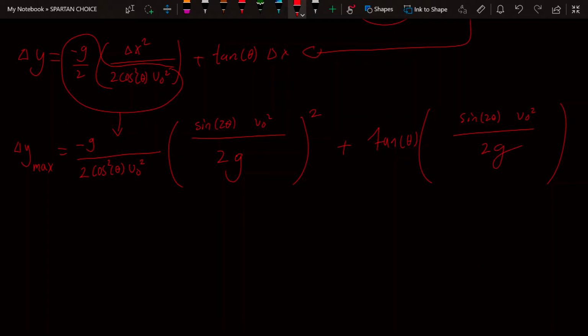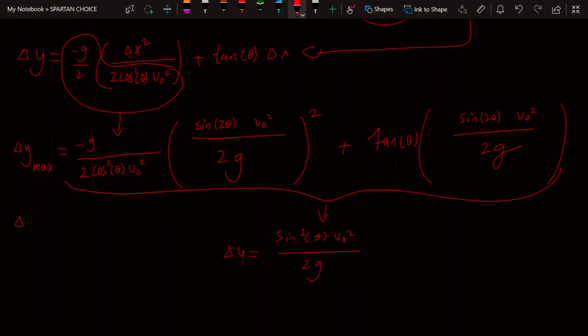Now, before I continue any further, heads up, this whole thing will simplify to sine squared theta v0 squared over 2g, okay? This will simplify to this, and this is how we find delta y max. If you guys don't want to continue watching the video, then good for you, because after this, I'm going to end the video.